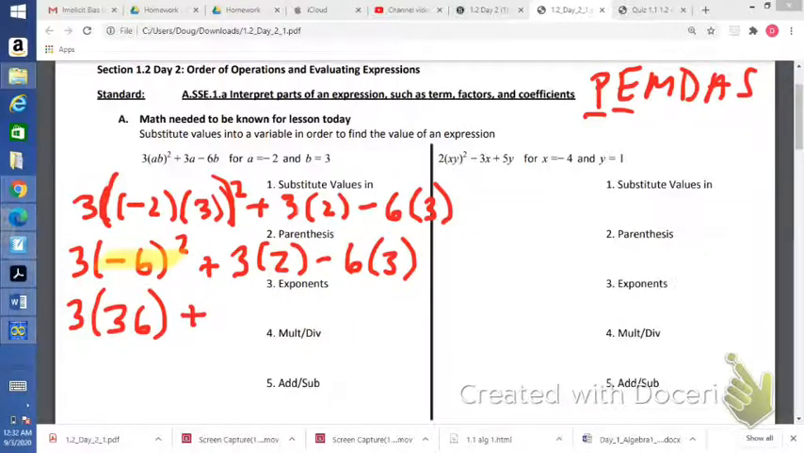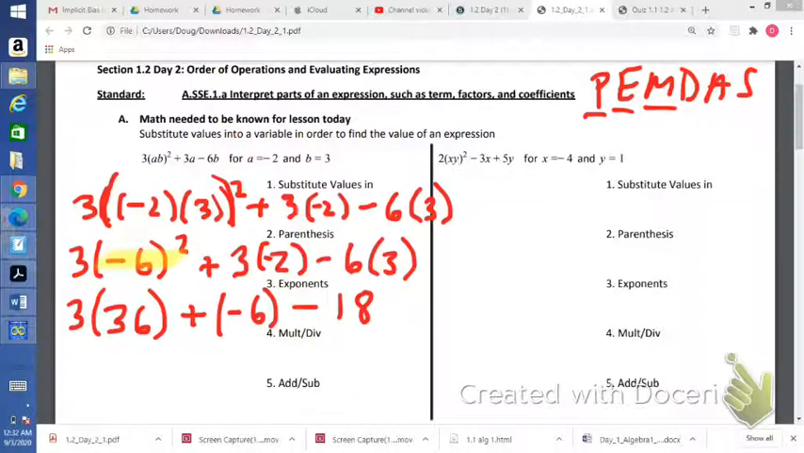Alright, plus 3 times, and this should actually be negative, and that should be negative. Those should both be -2. So plus 3 times -2 is -6, minus a -6 times 3 is 18.